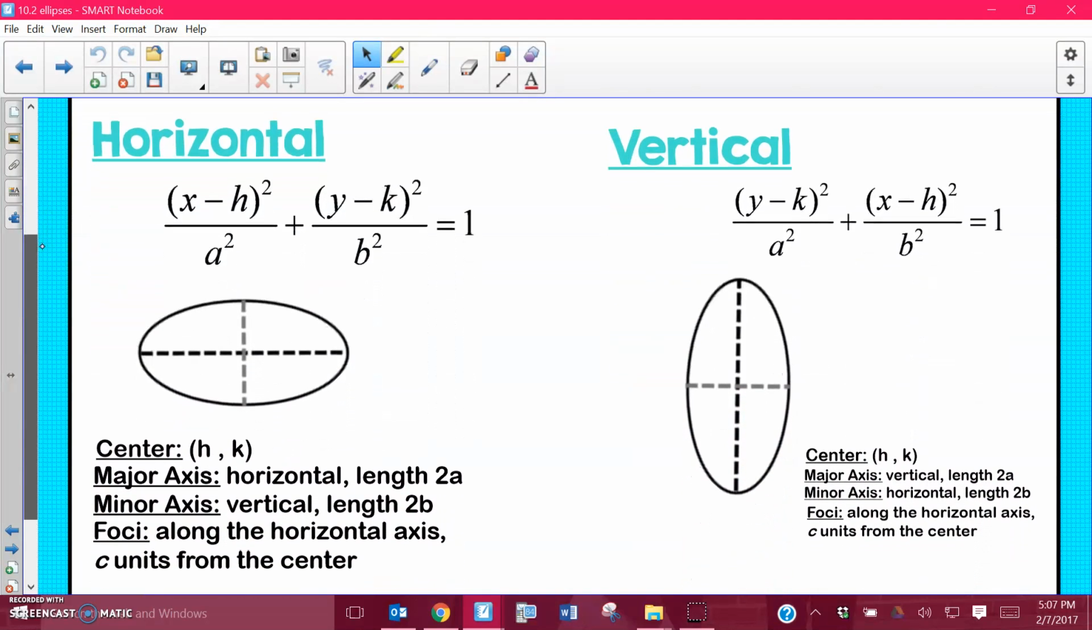Remember, this is on the inside of your foldable. It's going to be on the, hold on, I can't find my paper. It's on the white section, okay?